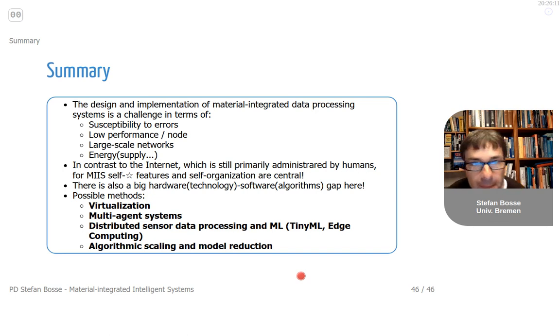Okay, summary. The design and implementation of material integrated data processing systems is a challenge. I showed it in terms of susceptibility to errors, low performance per node, large scale networks, energy supply. In contrast to the internet, which is still primarily administrated by humans, MIS requires self-* features and self-organization. There's also a big hardware-software gap, and possible methods were introduced to summarize: virtualization, multi-agent systems, distributed sensor data processing and ML, algorithmic scaling, and model reduction.